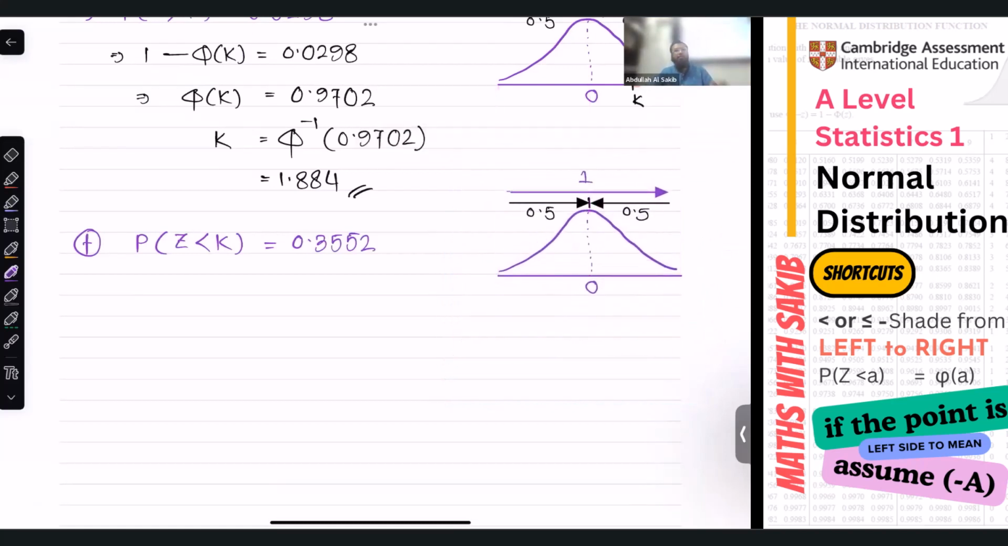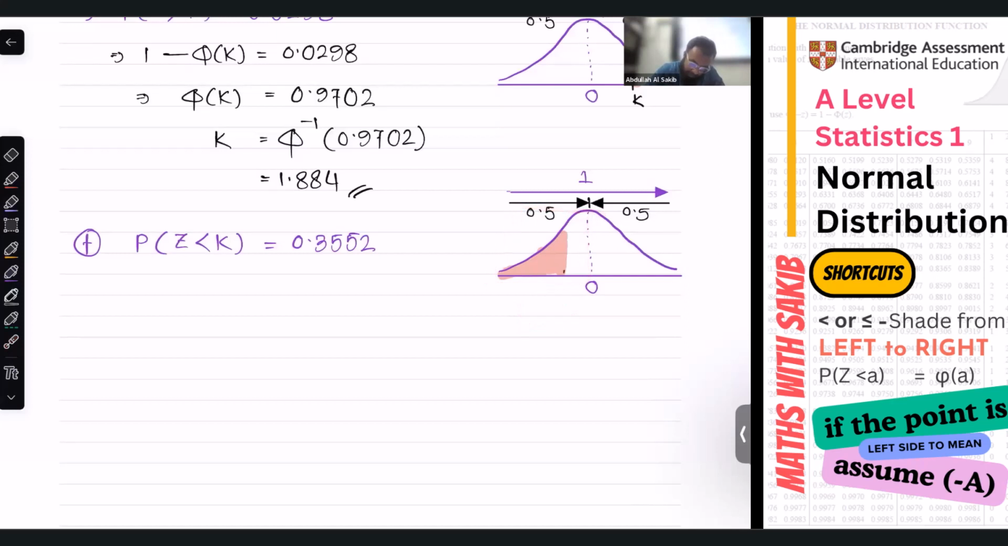So less than means what? I will start shading from where? From left to right. That is 35%. So I will start shading from left to right and it will be 35%. So now, can you tell me, will it be on the left quadrant or right quadrant? Left quadrant. So 35%. So I'll start shading from the left to right. So that is 35% because the whole left quadrant covers 50%.